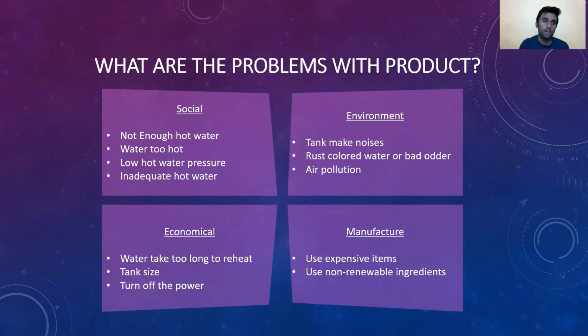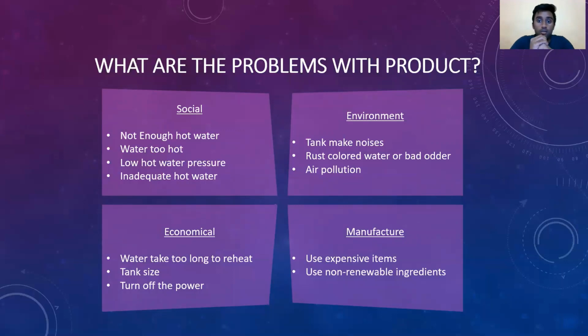I'm going to talk about the problems with the existing product. In this topic, we can divide it into four parts. As you can see, there are four parts. The first is social, then environmental, economical, and manufacturing. I'm going to brief the most important points of these topics. Under social, we have to consider the water temperature and the low hot water pressure.